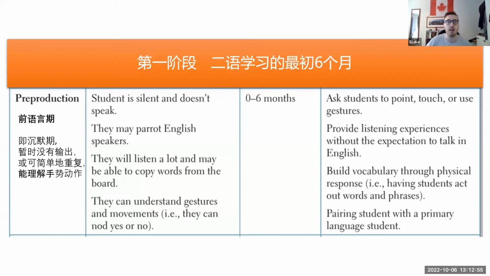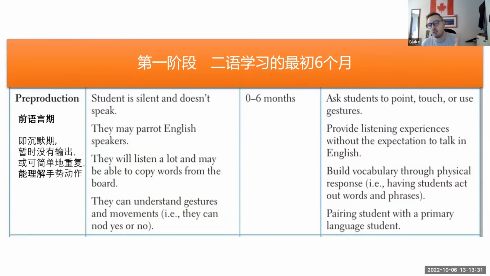So our first stage. Now, this is called the pre-production stage, as you can see on the left. Now, what you're looking at here in this graph, because it's not very well labeled, that's my fault. On the left, you have what stage we're talking about. The next column over is what you can expect from a child that is at that level. The next column over is what sort of range in their English learning journey you can expect them to be at. And then the final column is what you can expect as a teacher, what things you can do to help students that are at this stage.